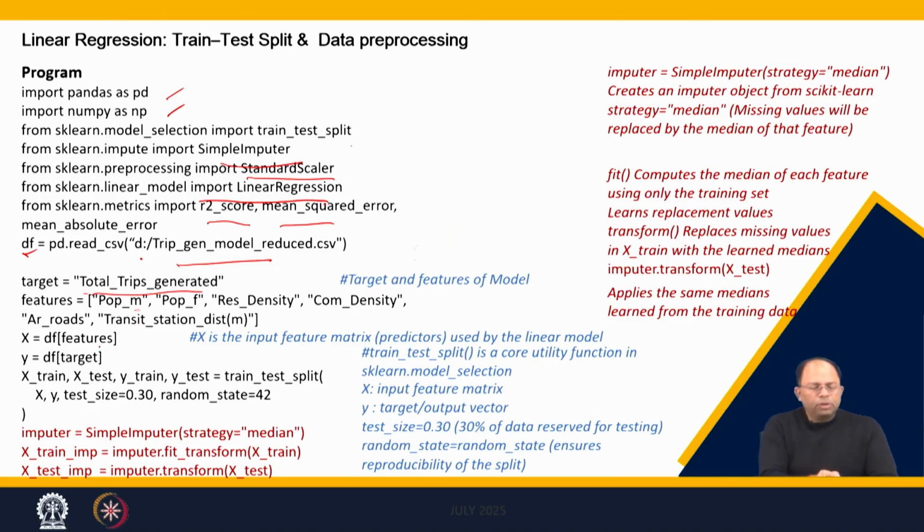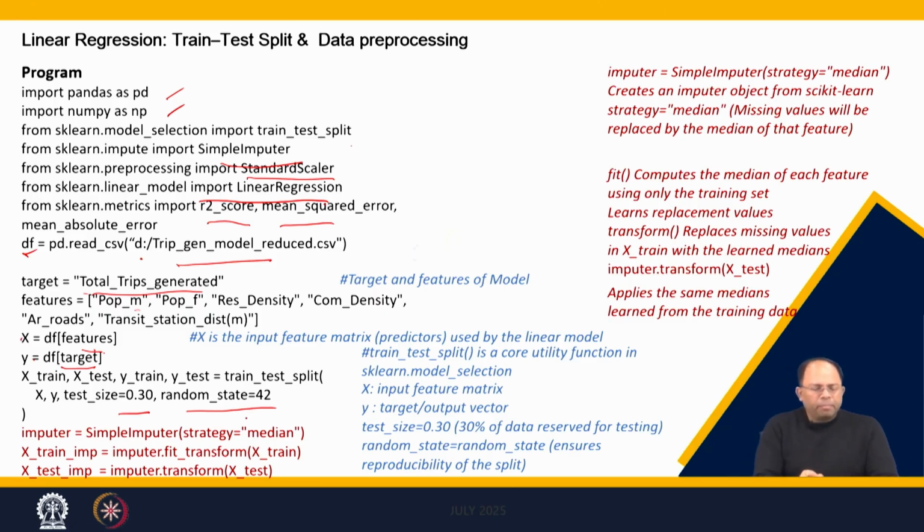Then in X equal to df features, we are choosing the features: X becomes the features and y becomes the target variable, which is total trips generated. Then to train the model, we divide the data using a test size of 0.30, which means that 30% of the data would be reserved for testing, and random state 42 means that every time I do the splitting, the same split will happen because the random state is fixed, right?